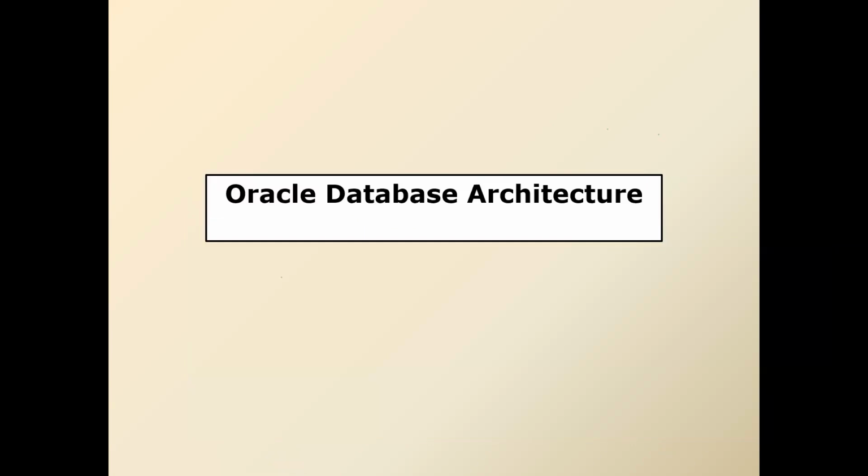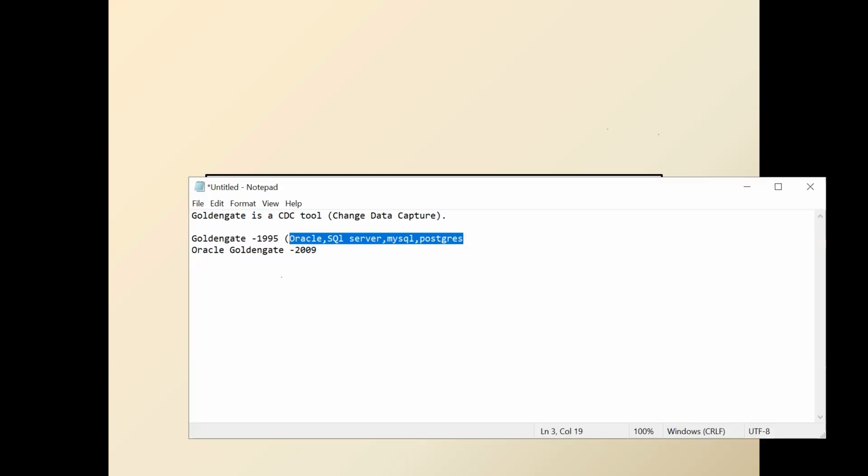Now the question is, from where is Golden Gate able to capture the data? Does Golden Gate read the tables directly, or how is it able to capture the data? The answer to the question is each database has transaction logs. Each database has transactional logs from where Golden Gate reads the data. So Golden Gate is a change data capture tool.